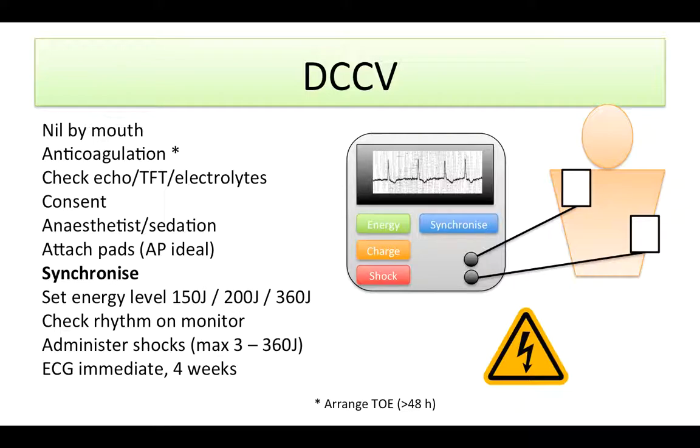So the other important thing is, as I mentioned before, if the patient has had the onset of atrial fibrillation for more than 48 hours, then you could arrange a TOE if you have access to that, and that way you wouldn't need to delay the procedure for 4 weeks. The other important thing is always do a pre-cardioversion ECG because the patient might be in sinus rhythm. So there's no point going through all of this and then right at the end finding that they're already in sinus rhythm.